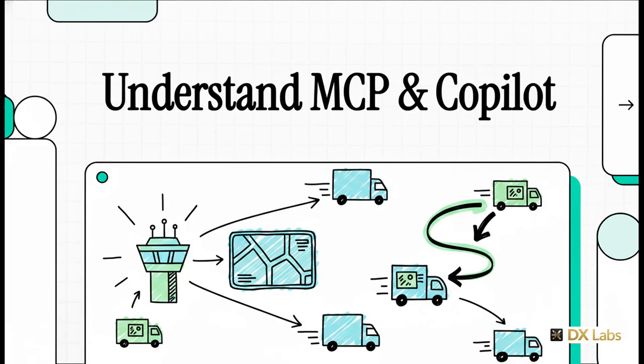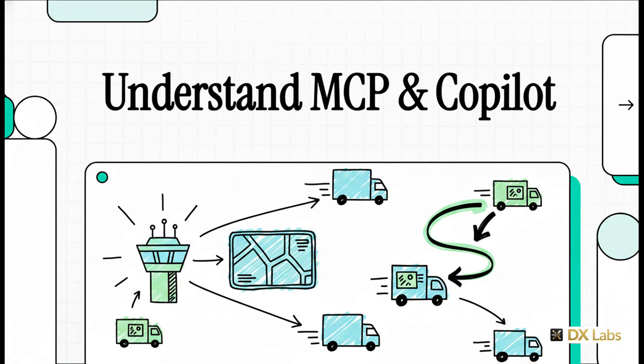Picture a massive delivery fleet with a centralized dispatch center. Whenever a new route gets mapped out or a detour pops up, just one single updated headquarters instantly informs every single driver on the road. They don't have to manually tinker with their individual GPS devices. That new reality just pushes to them totally seamlessly.